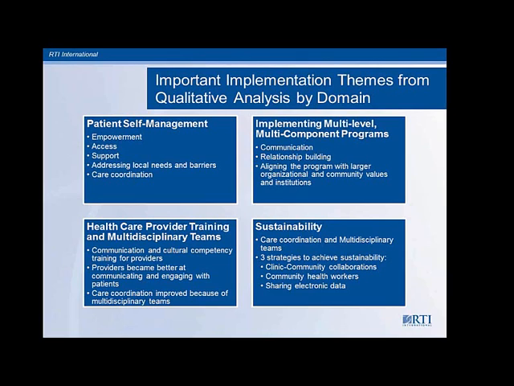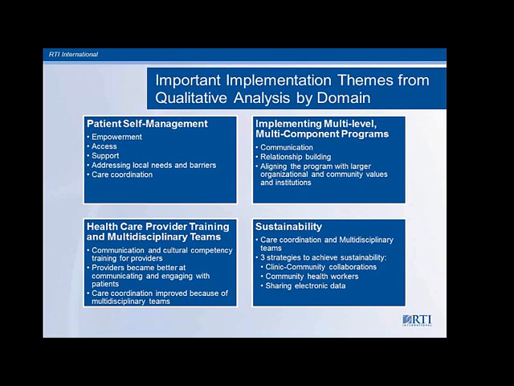One was the empowerment of patients and implementing processes where patients felt empowered to take control of their health. We found that increasing access to self-management programs was extremely important. We found that support, not only from the healthcare team, but from family members as well, was an important process for patient self-management.